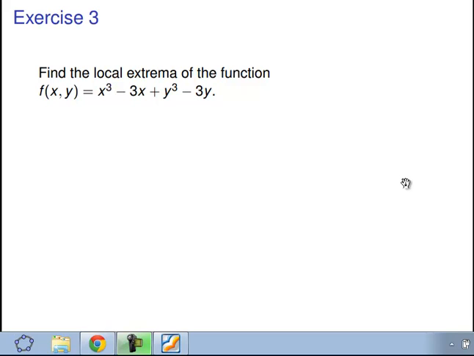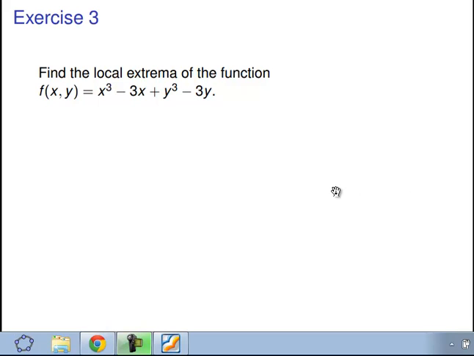Again, we're finding the local extreme of a function, in this case x cubed minus 3x plus y cubed minus 3y. You'll notice that it's symmetric in x and y, so anything we say for x we'll be able to say for y in this problem. That'll make things go pretty quick here.